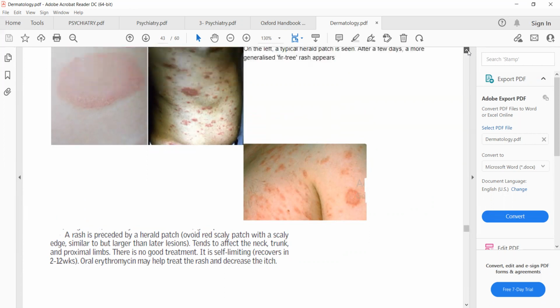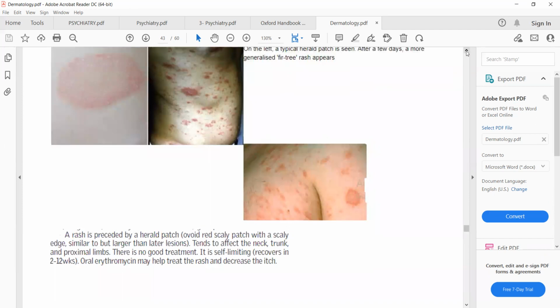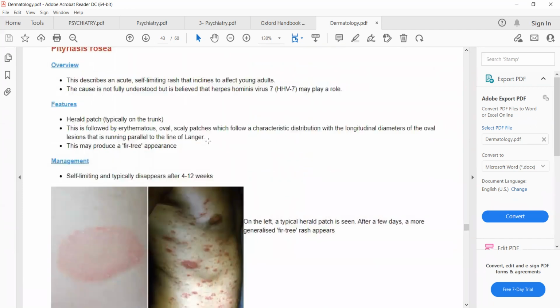You can see that this is an ovoid, oval-shaped, red and scaly patch. These white areas are scales. So an oval-shaped, red scaly patch that is similar to the lesions that subsequently appear, but is larger than these lesions. The herald patch is followed by lesions that are small and red, giving the appearance of a fir tree.